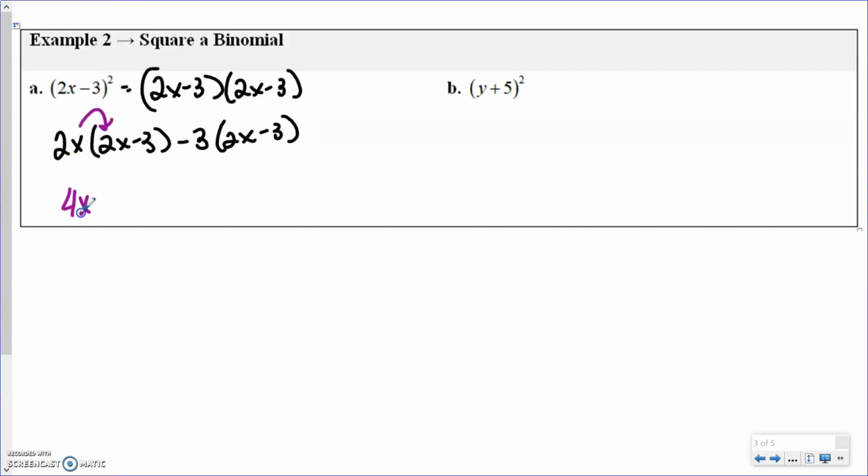2x times 2x is 4x squared. 2x times negative 3 is negative 6x. Negative 3 times 2x is negative 6x. And negative 3 times negative 3 is a positive 9.